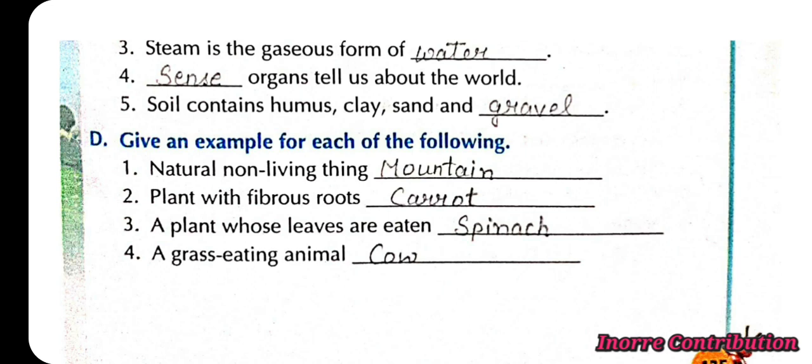First, natural non-living thing, mountain. Second, plant with fibrous roots, carrot. Third, a plant whose leaves are eaten, spinach. And fourth, a grass-eating animal, cow.